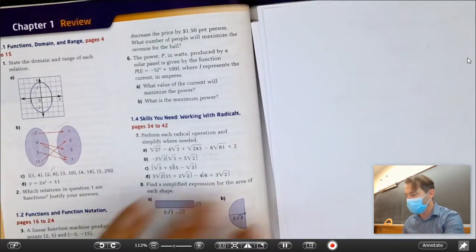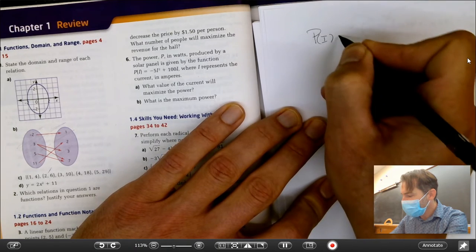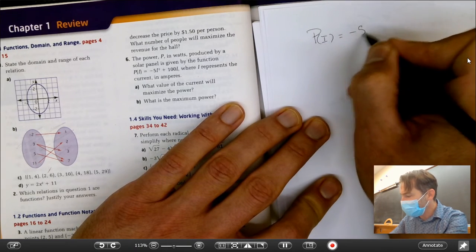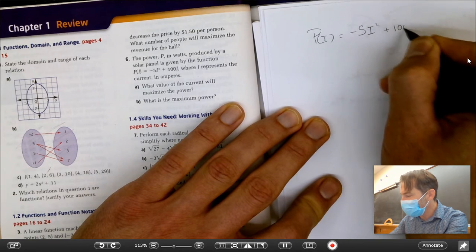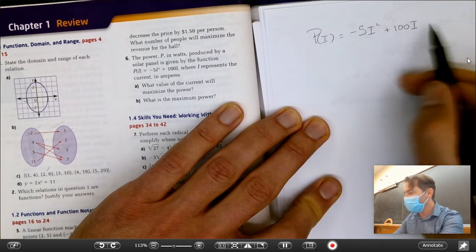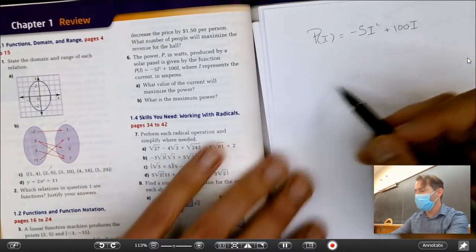We're told that function. P of I is equal to -5 I squared plus 100 I. I also have no C value here that I have to keep track of. So I could solve this in one of two ways.